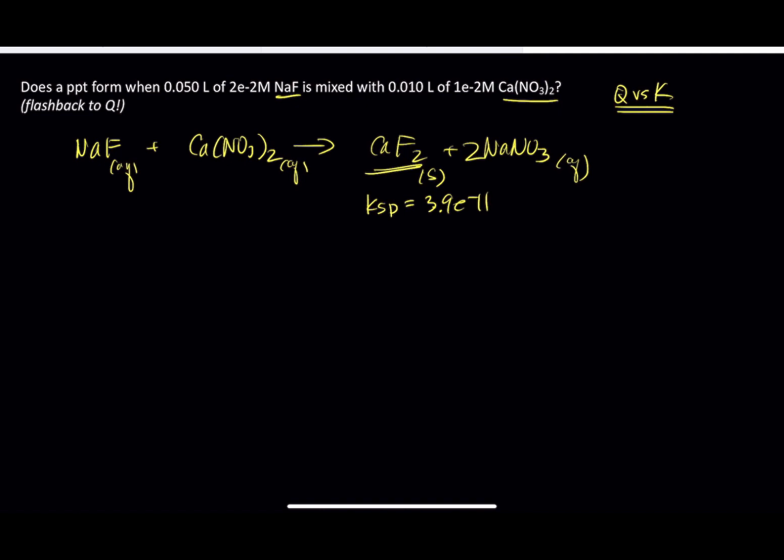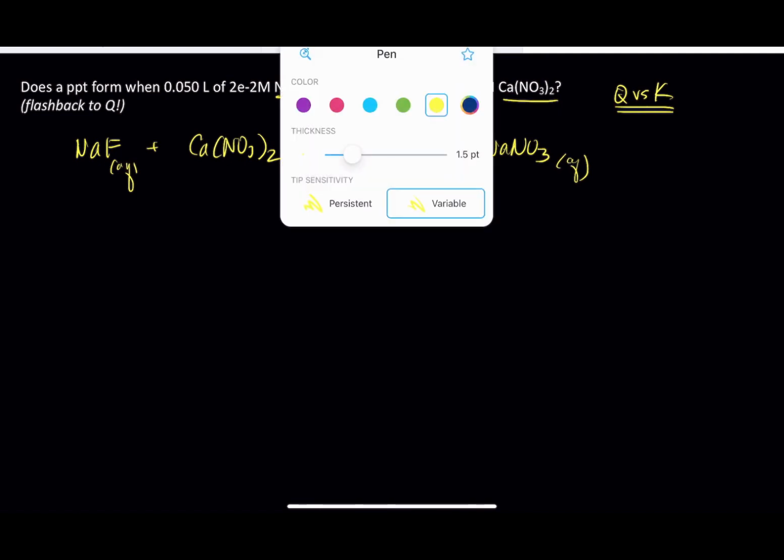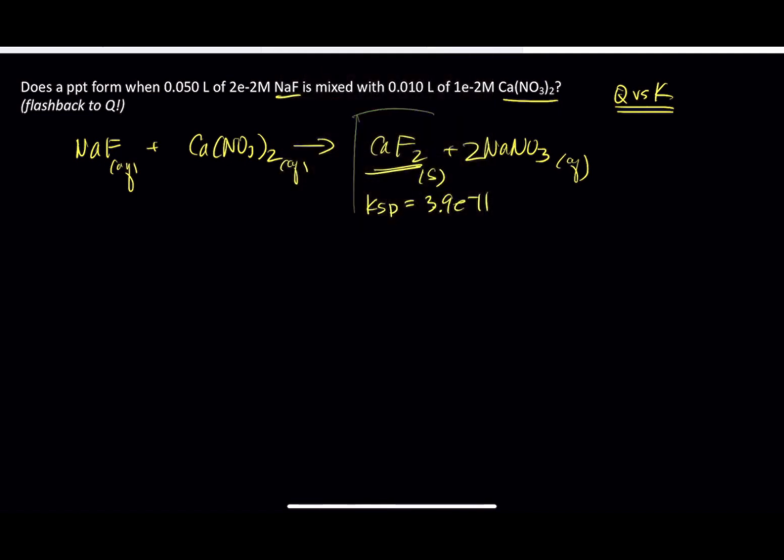And here is where we just need to make sure we pay attention, right? I need to write out the expression that governs the KSP. So I'm going to write this out. CaF2 is in equilibrium with calcium ions and fluoride ions, right? And so when I look at that, I'm like, oh, that's right.